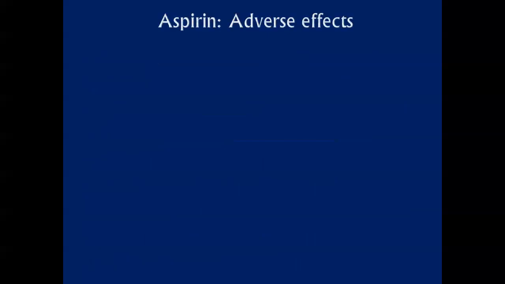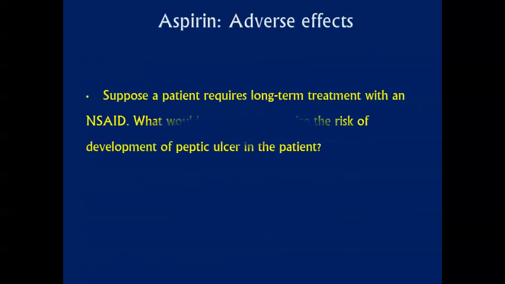Okay, aspirin adverse effects, once again, they are understandable. Suppose a patient requires long-term treatment with an NSAID, what would you do to minimize the risk of development of peptic ulcer in the patient? One option is a selective one, but if someone is having a good response with a non-selective and not getting a good response with it, because patient-to-patient variation always occurs, in that case, you have another choice.